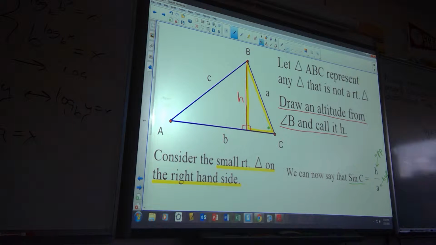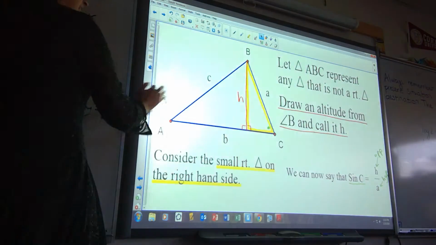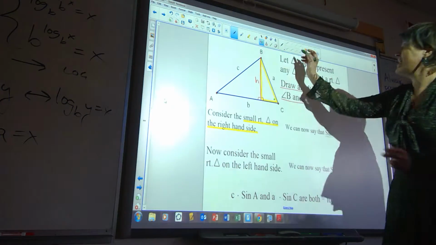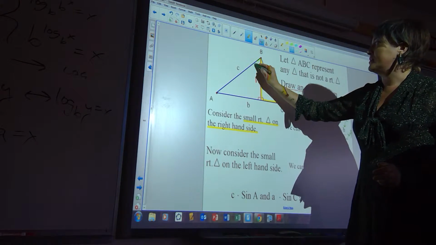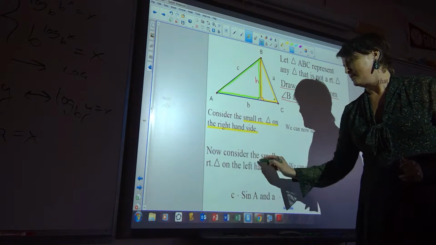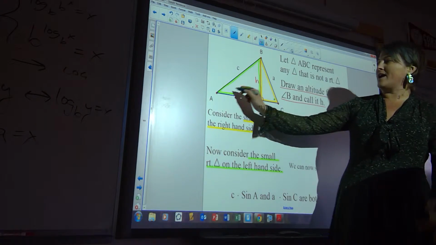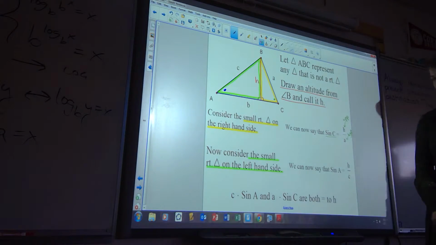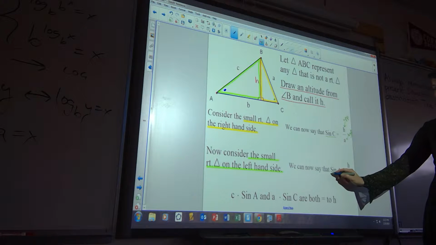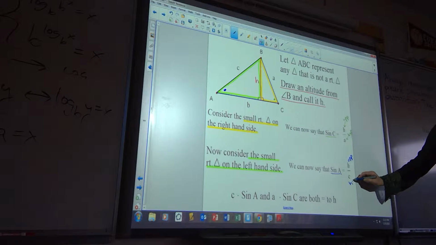So far, so good? Okay, so what I'm doing is I'm proving to you where the formula comes from. Hopefully what I've done so far makes sense. Now, if I decide to do the exact same thing, but now I do it from the perspective of the small right triangle on the left-hand side, and now I maybe stand at angle A, I could set up this equation right here. Sine of angle A is the opposite over the hypotenuse.